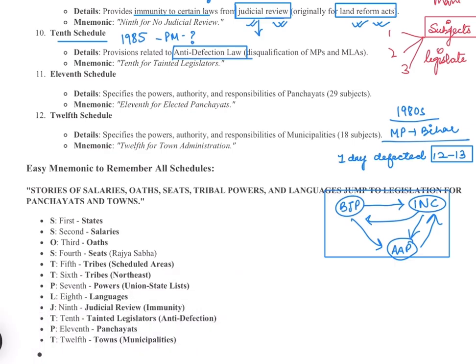These kinds of things are called defections. So to curb these practices, this law and this particular schedule was added in the constitution. It says that if any MP or MLA does so, they will be disqualified. So this is about anti-defection law.